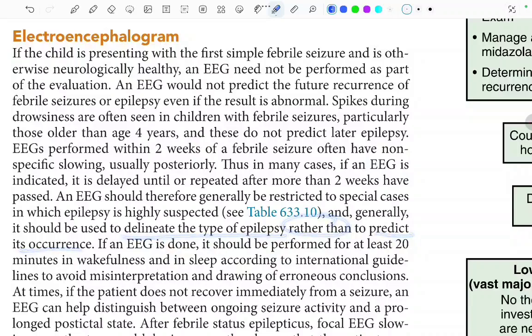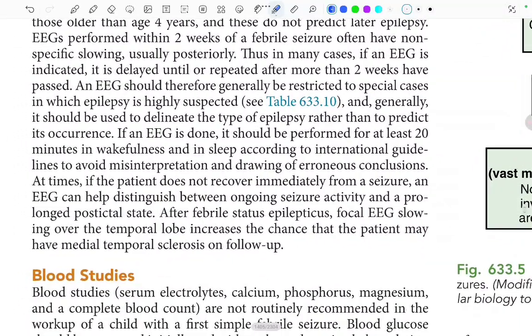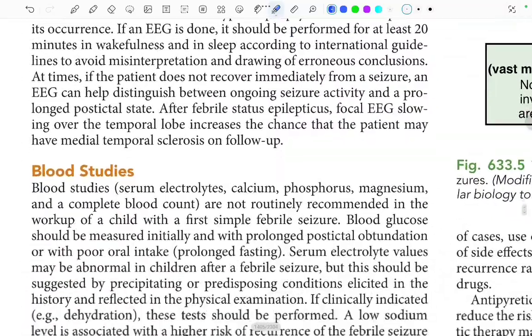If an EEG is done, it should be performed for at least 20 minutes in wakefulness and in sleep according to the international guidelines to avoid misinterpretation and drawing of erroneous conclusions. At times, if the patient does not recover immediately from a seizure, an EEG can help distinguish between ongoing seizure activity and a prolonged post-ictal state. After febrile status epilepticus, focal EEG slowing over the temporal lobe increases the chance that the patient may have medial temporal sclerosis on follow-up.